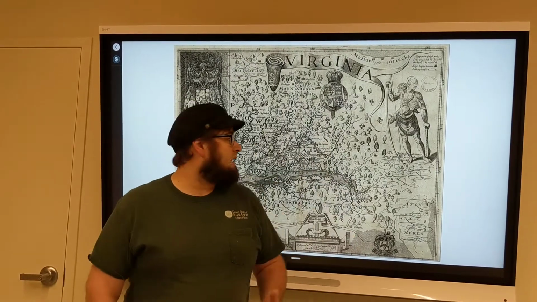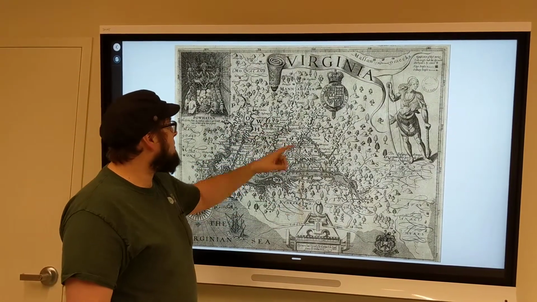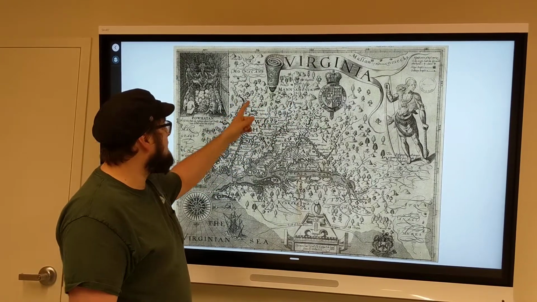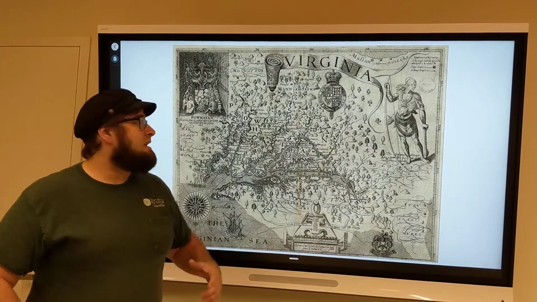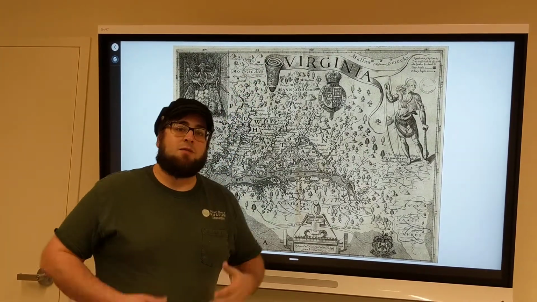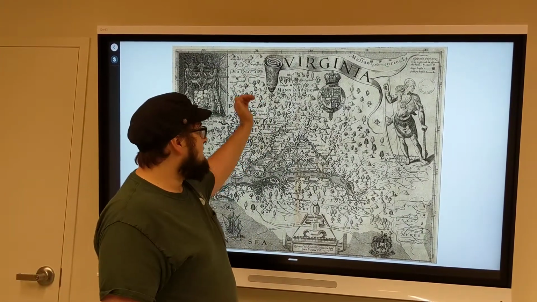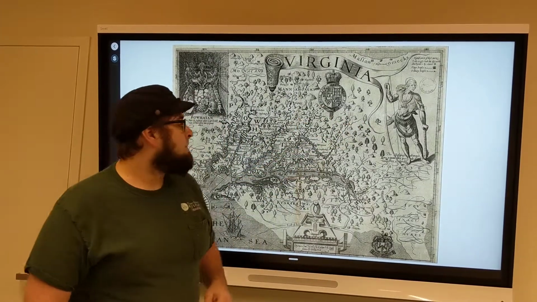What that means is anywhere on this map where you see one of these crosses, like one right here, one right here, one right here, one right over here, anything beyond those crosses has been told to John Smith. This is the extent of how far he explored.